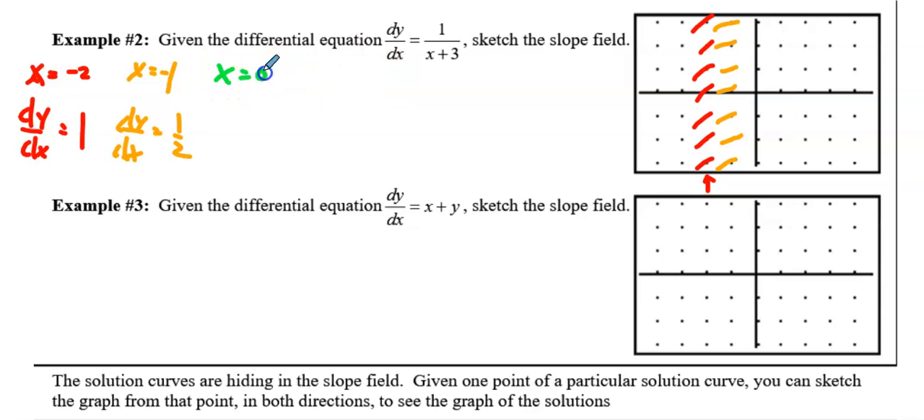So what happens when x is equal to 0? dy/dx is going to be equal to 1/3. Just plugging in 0 here, I get 1/3. So we're going to get a little bit flatter, but still a little bit.